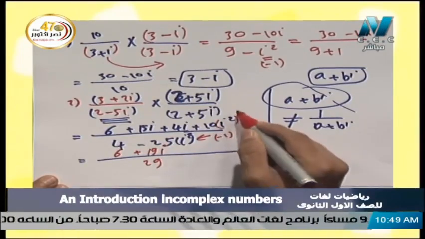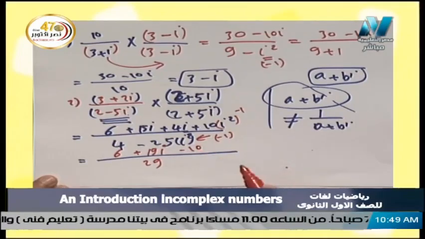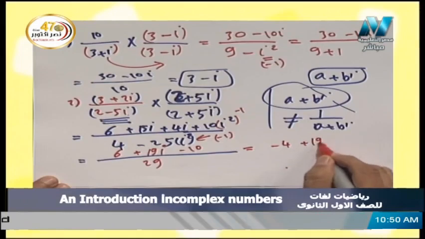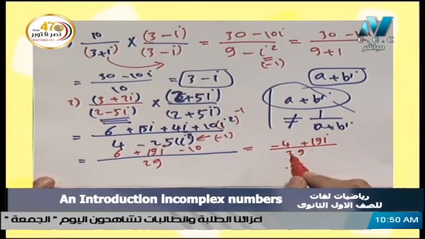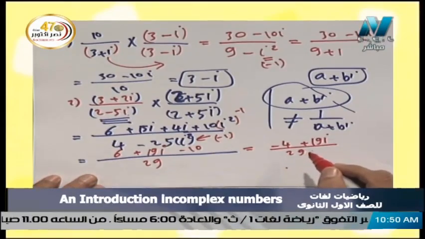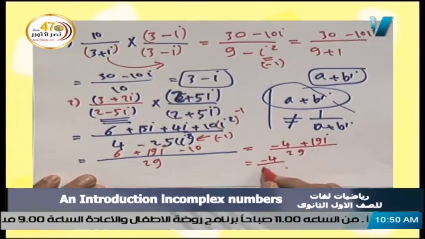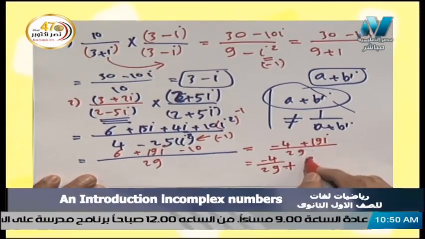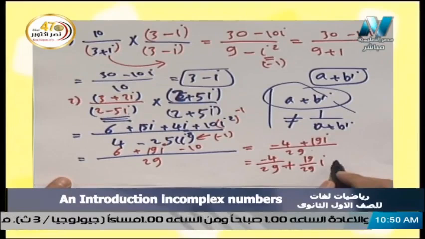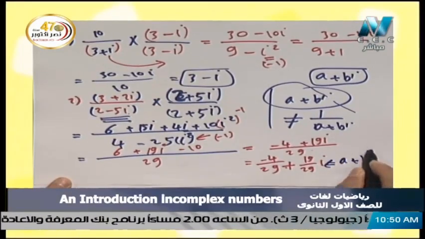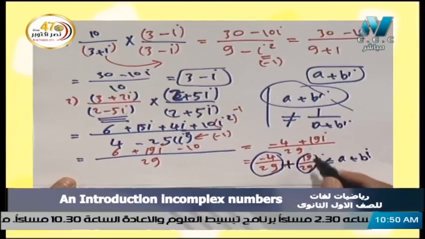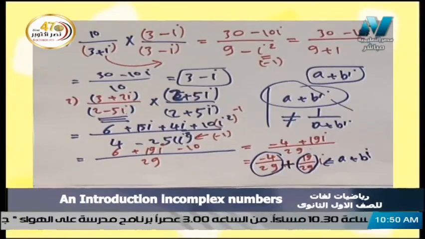And i power 2 means negative 1 here. Negative 1 times 10 equals negative 10. Okay. So we have 6 minus 10 equals negative 4 plus 19i over 29. Okay. And we divide the first number here over the first. So it's negative 4 over 29 plus 19 over 29i, and this number expresses, of course, complex numbers because it is a plus bi. A here is negative 4 over 29 plus b means 19 over 29i. So it's now in the simplest form.